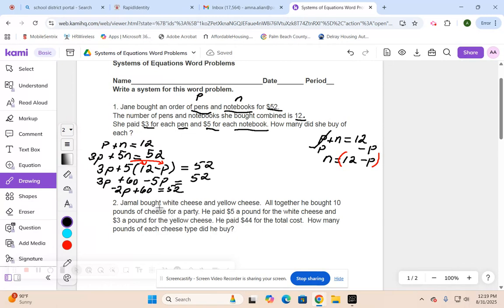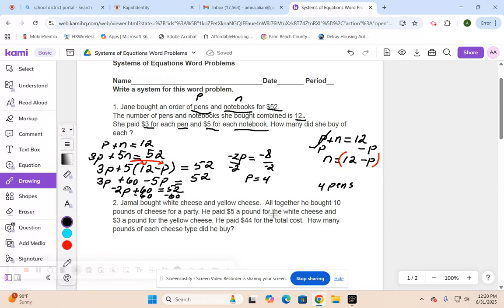Okay, we can subtract 60 from both sides. I'm going to write the results here. We're going to have negative 2P equals 52 minus 60, which is negative 8. We'll divide both sides by negative 2, and P equals 4. So we found that she bought 4 pens.